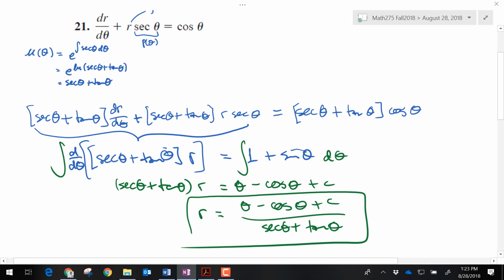And if you want to check, you should take the derivative of this and then put it into the original equation, and we should get a true statement. Well, there's certain things you can skip, but you still need to multiply this right-hand side to make sure that you get the correct right-hand side. So be careful and make sure you don't lose anything when you're skipping steps. Okay?